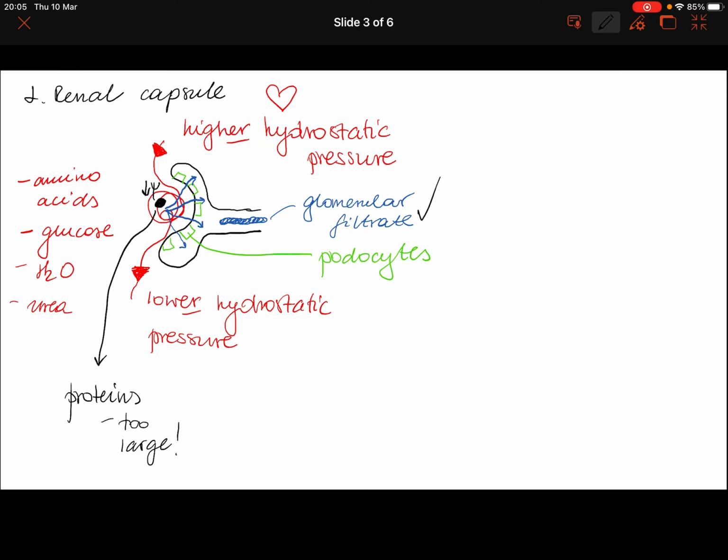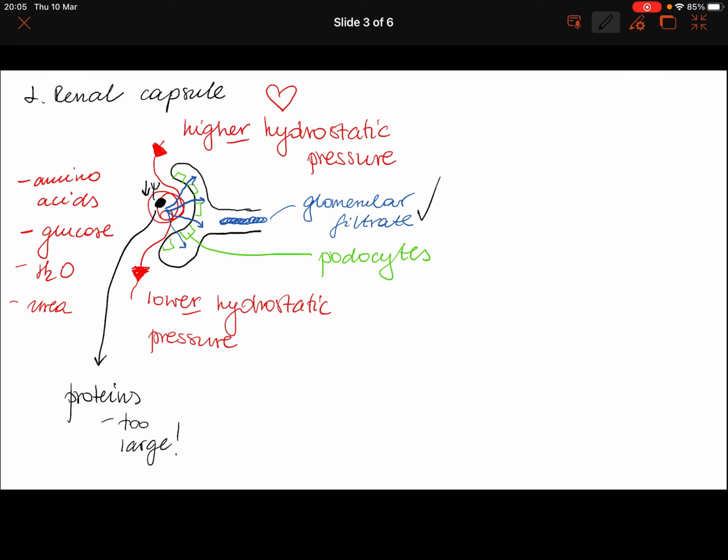How was that done? One more time. The blood vessels arriving away from the heart towards the nephron are causing the difference in the hydrostatic pressure. Coming towards the nephron, we've got higher hydrostatic pressure. Going away from it, the hydrostatic pressure now is lower. This is due to the process called ultrafiltration.